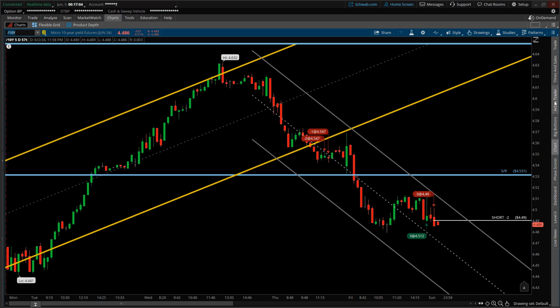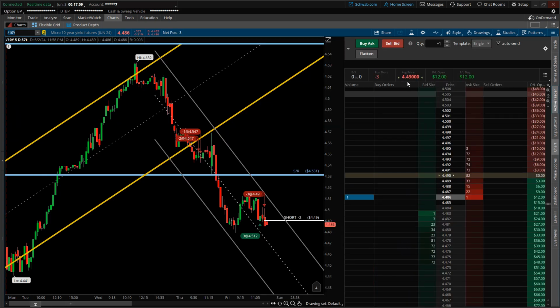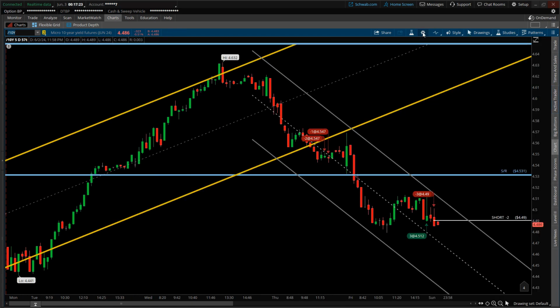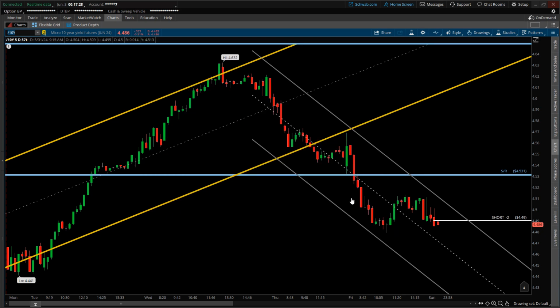So if I open up Active Trader, since I've re-entered at 4.49, the trade's up $12. But I'm going to place a stop order up here as well, just to protect the trade in case there's a sharp reversal. But this is the current status. So with all things said, I'll remove the confirmation bubbles now.